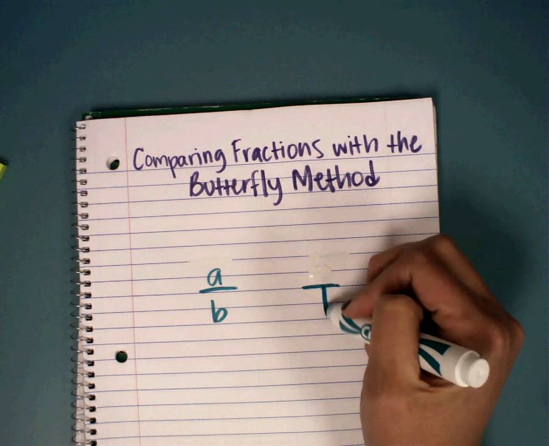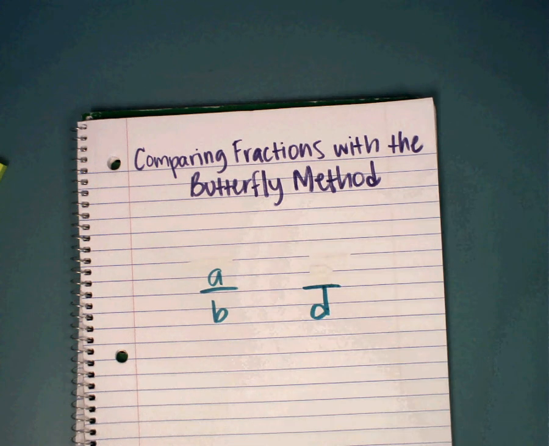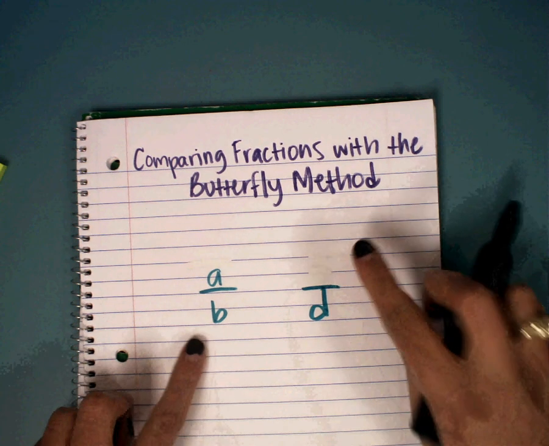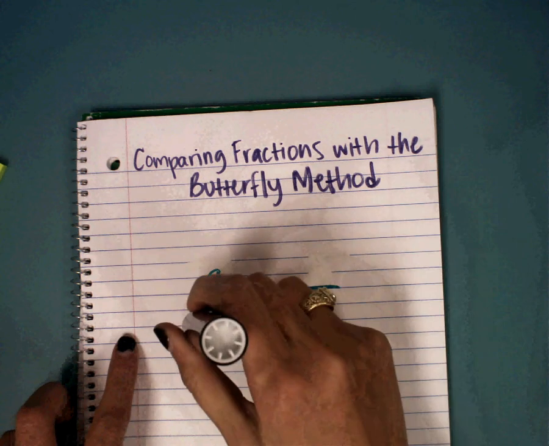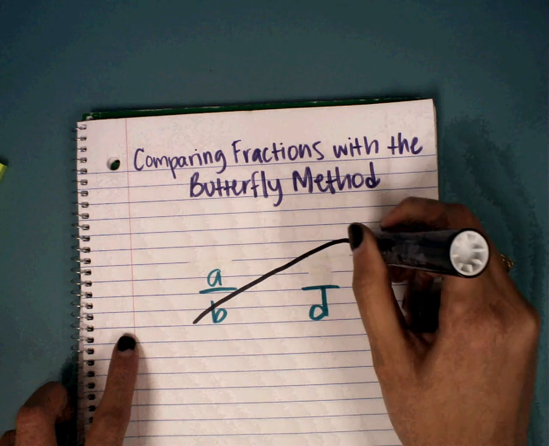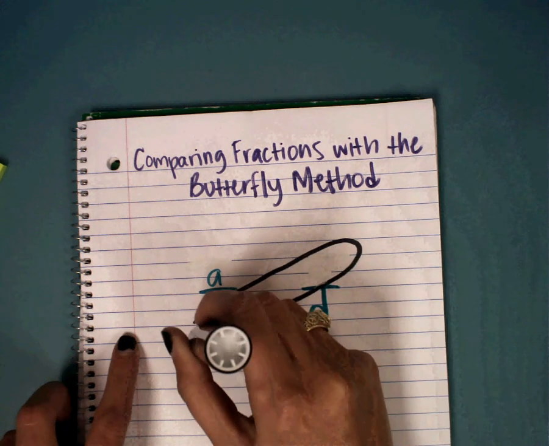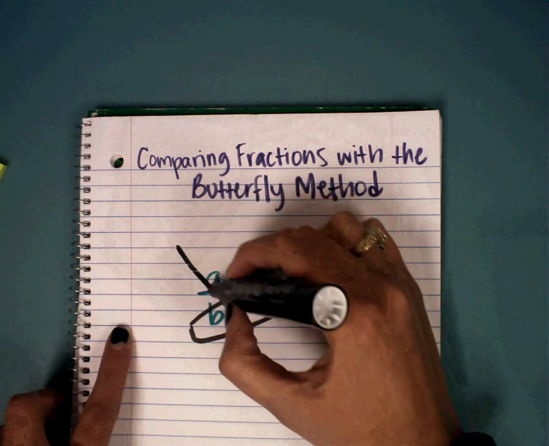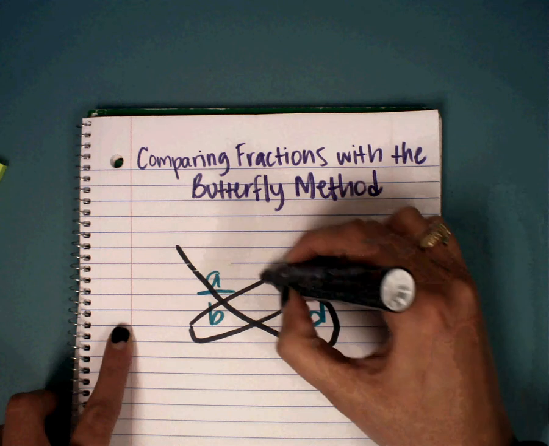So we're going to call that C over D, okay? The first thing you're going to do is write your fractions side by side like that, okay? And then you're going to circle the denominator of this one and the numerator of this one. So we're going to circle it like this, just like that, okay? And then we're going to do the same thing over here. We're going to come down here, circle the A and the D, and we're going to come up right here, okay?